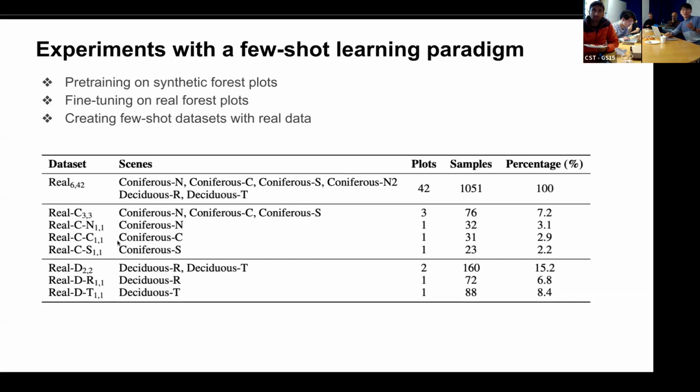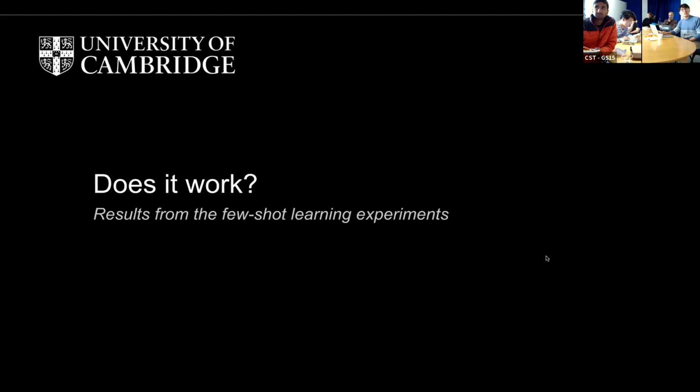And you can further have data sets with fewer plots, like this CN11, which is only 1 single coniferous scene with only 1 single forest plot. So this is an even more extreme case. Similarly, we can create these data sets for the deciduous forest. Here I show you the percentage of data samples each data set has compared to the full-scale data set. As you can see, the smallest data set takes only about 2.2% of the real data set.